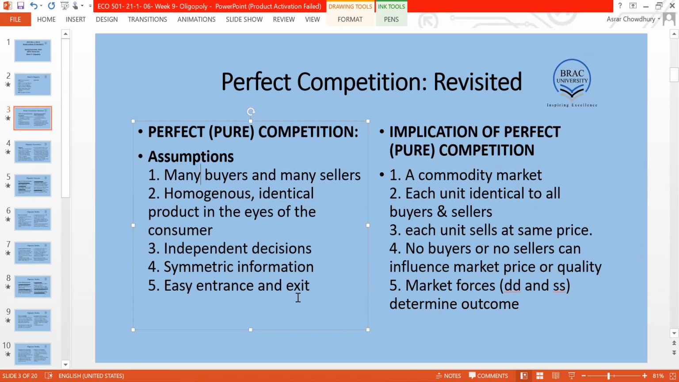Independent decision making will become interdependent. Homogeneous we may or may not break. So what was the implication? The implication was a commodity market.